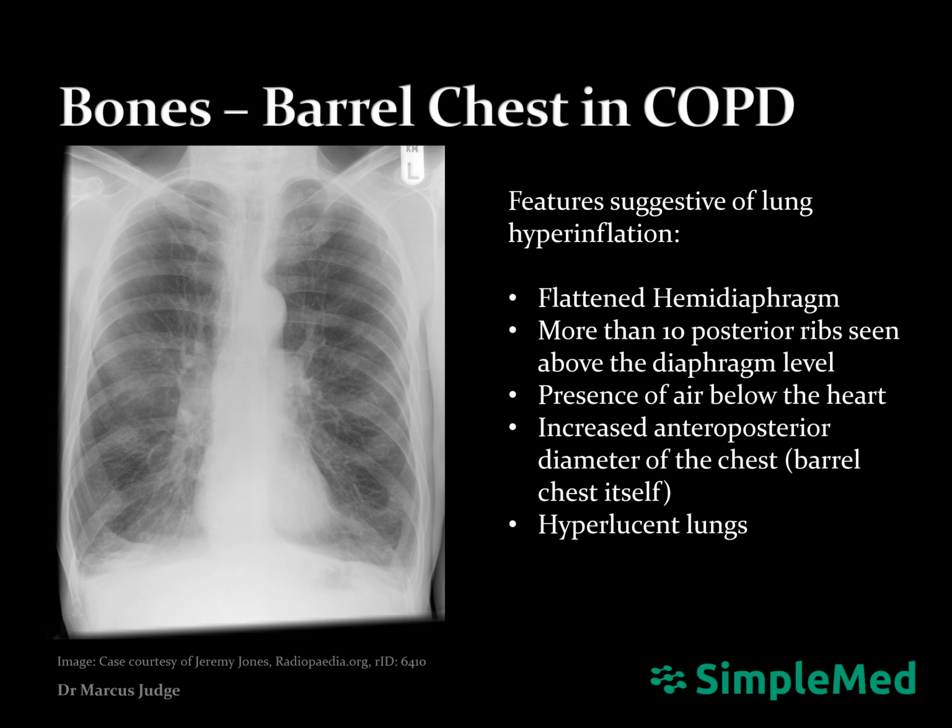Hyperinflation presents with a flattened hemidiaphragm, more than 10 posterior ribs being seen above the diaphragmatic level, and an increased anteroposterior diameter of the chest, with the latter being named barrel chest due to a chest in this case looking like a storage barrel, for example for whiskey.